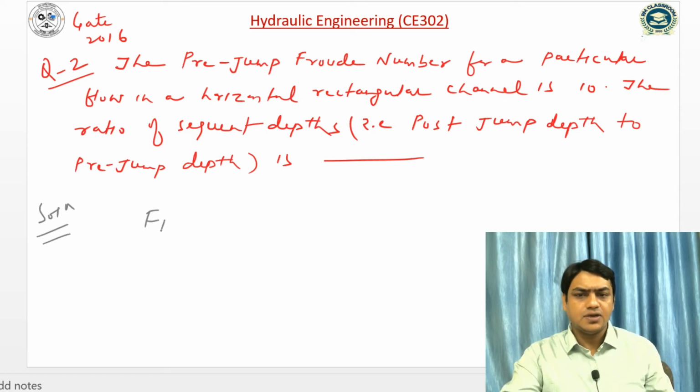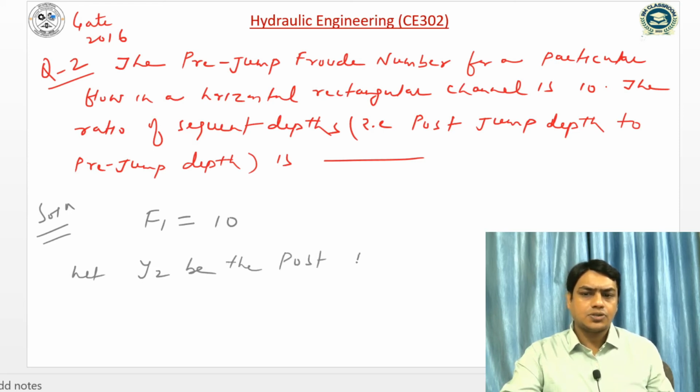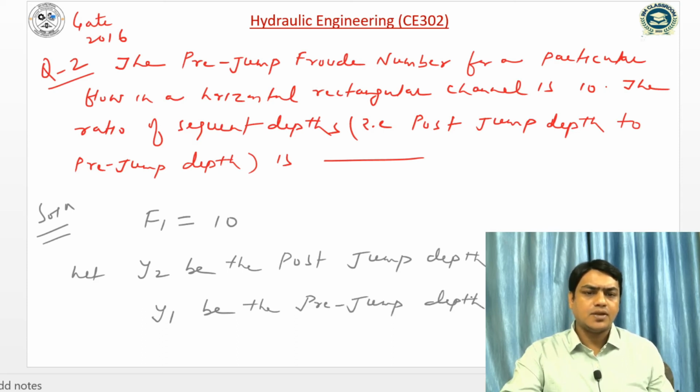So F1 is given, that is 10. The ratio of sequent depths, that is the post-jump depth to pre-jump depth. So let Y2 be the post-jump depth, and Y1 be the pre-jump depth. So we have to find the ratio.